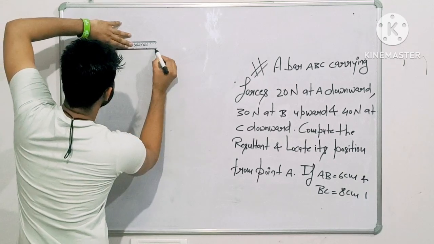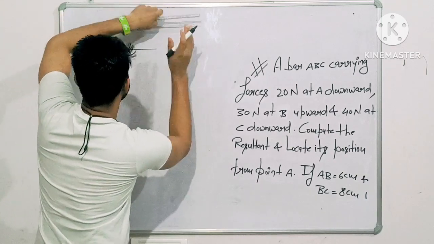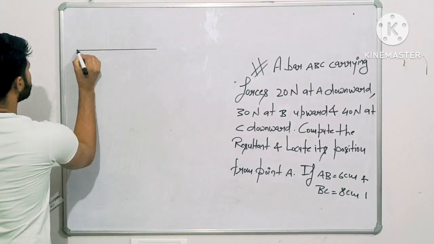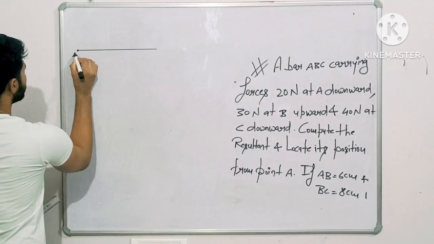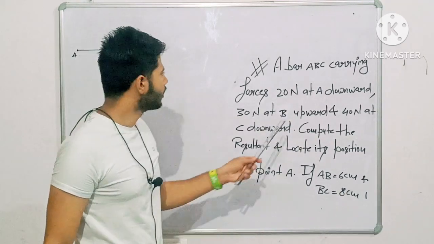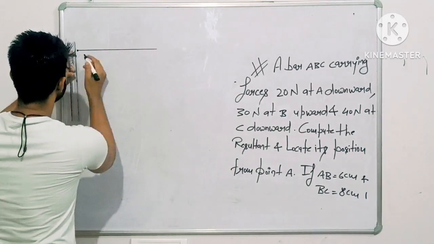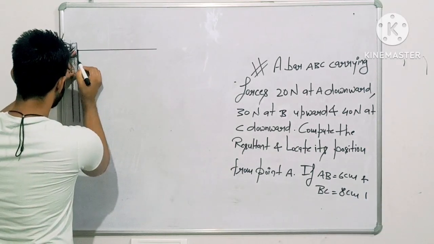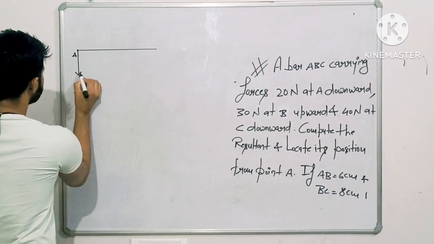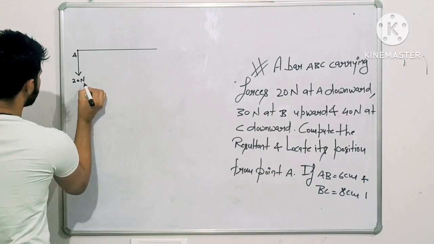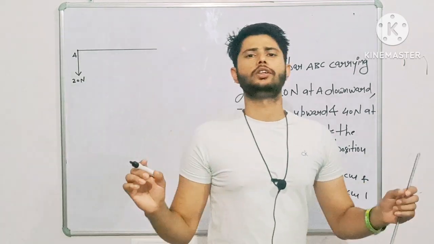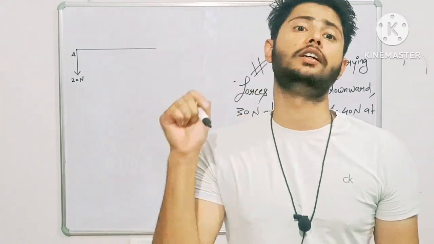This is our bar ABC, and this is our point A. A 20 Newton force is acting in the downward direction. It is a vertical force acting downward.